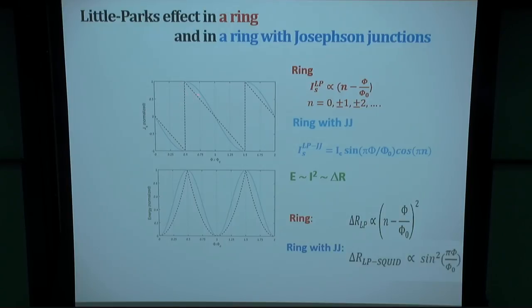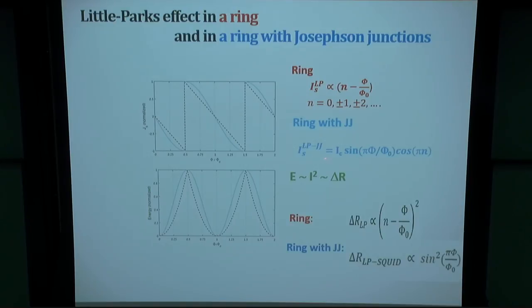In the red, we already saw it. The red shows that the screening current is changing linearly with phi over phi naught, and as a result, the energy is parabolic. That's the red curve here. But if we include a junction in the ring, we have now a Little-Parks effect for a ring for which the screening current is different. It is a sine function.